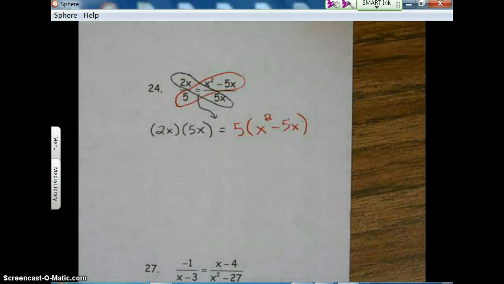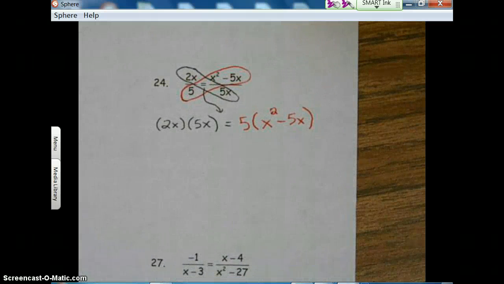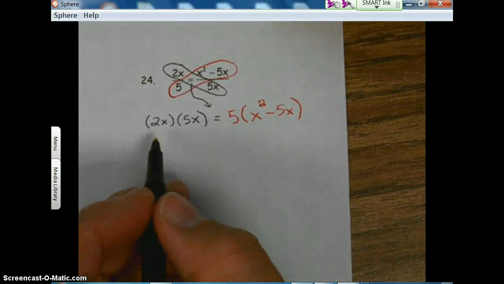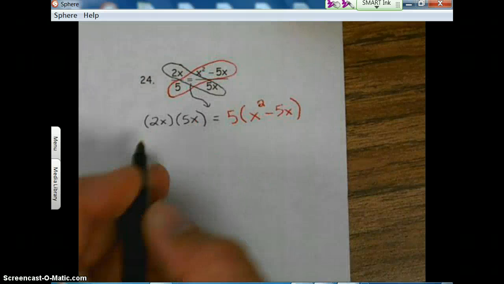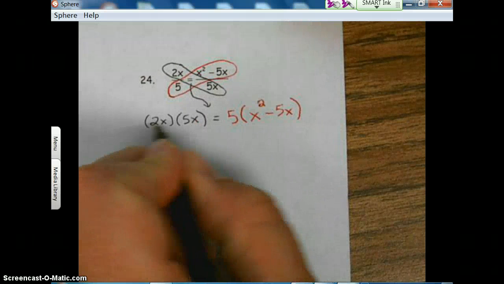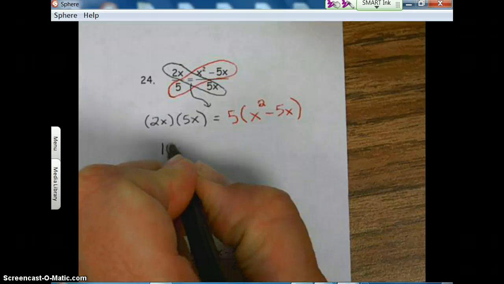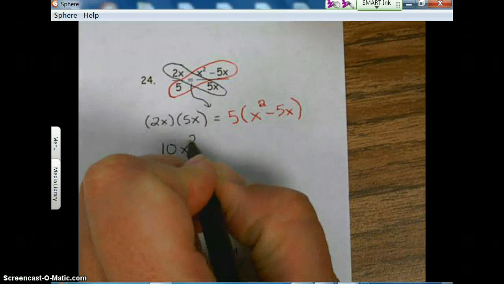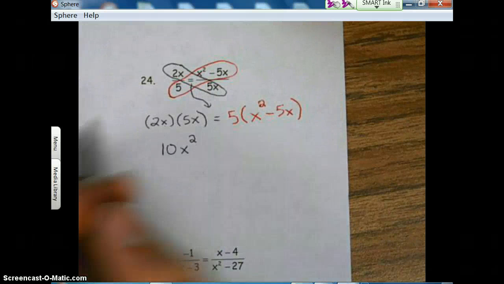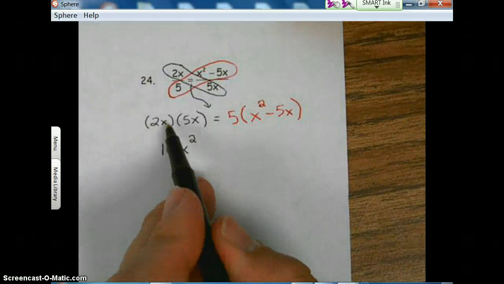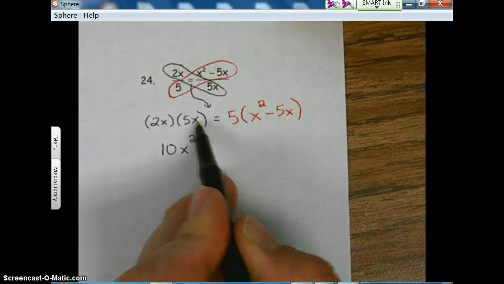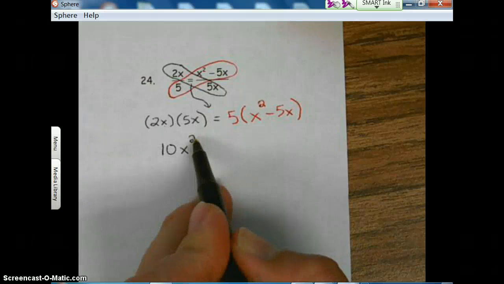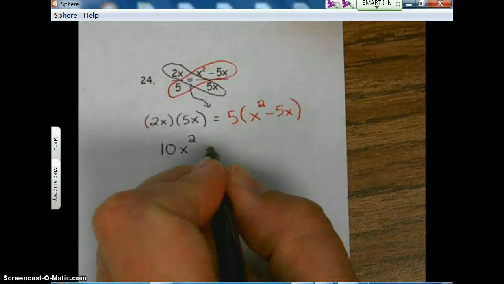Okay, so now we want to solve for x. So first of all, we're going to start simplifying. So 2x times 5x, that's going to give us 2 times 5, which is 10. X times x is x squared. If you ever wondered how we come up with the 2, remember that when we multiply like bases, we add the exponent. So 1 plus 1 is 2. Bring down the equal sign.